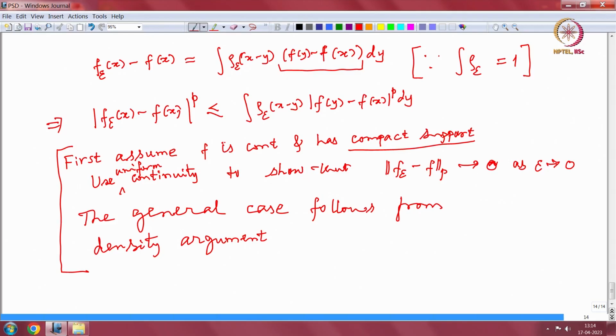Next time we will continue with some more discussion on L^p spaces and describe the compact subsets of L^p spaces.